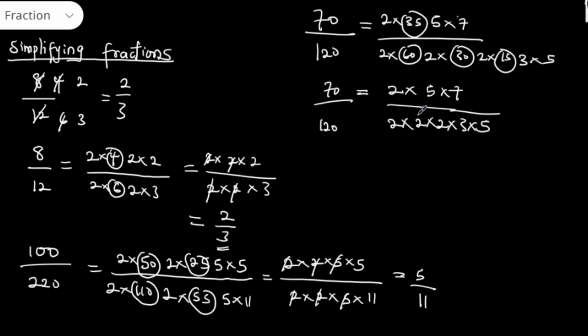Now they begin to cancel themselves out. 2 will cancel out 2. 5 also cancels out 5. What do we have left? There's nothing that can cancel out themselves again, right?